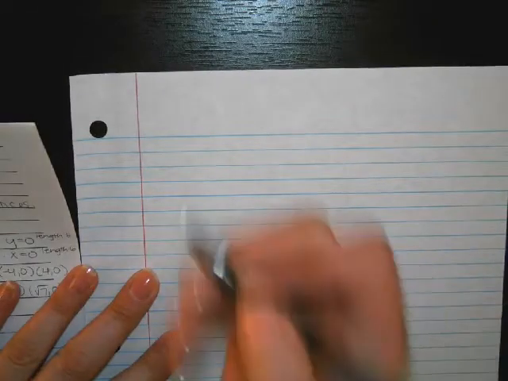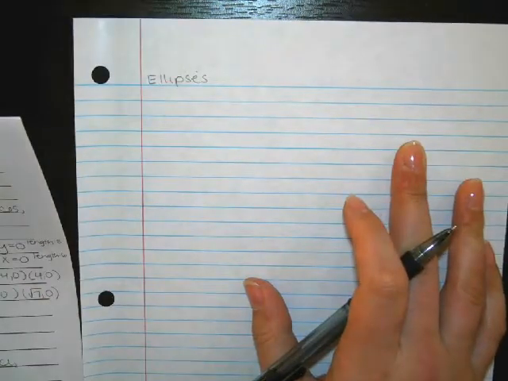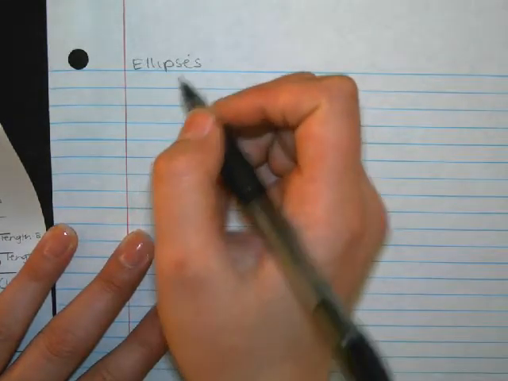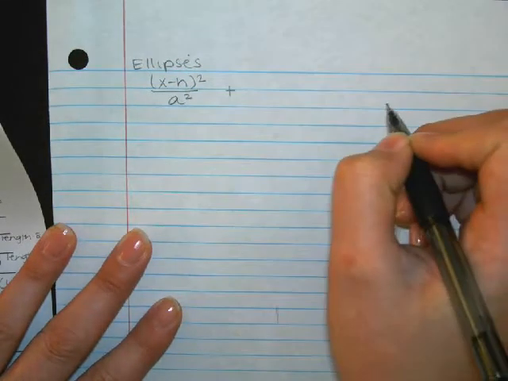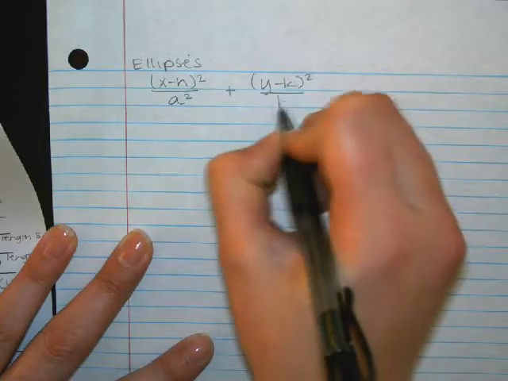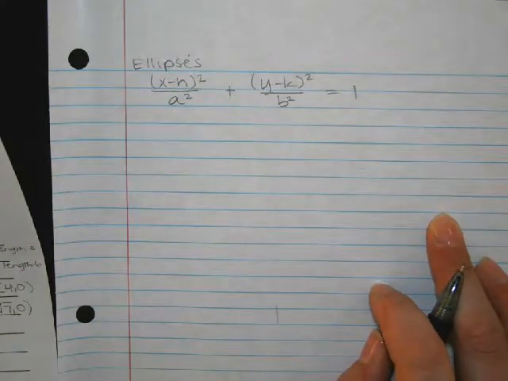So, we are taking more notes on ellipses. If you guys remember, the formula for an ellipse was (x - h)² over a² plus (y - k)² over b² equals 1. Okay? And we looked at vertices and covertices, and we looked at how to find the major axis and the minor axis.